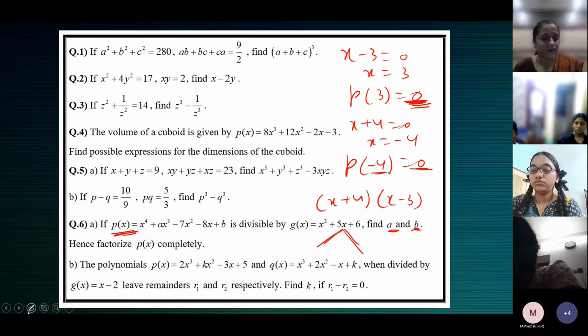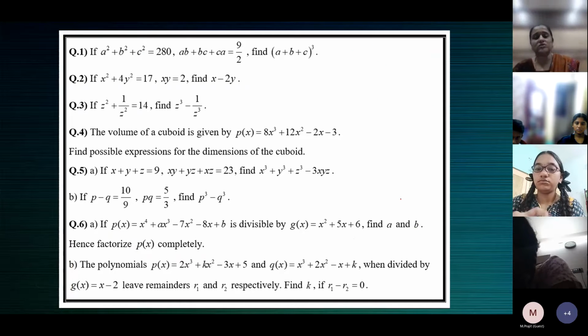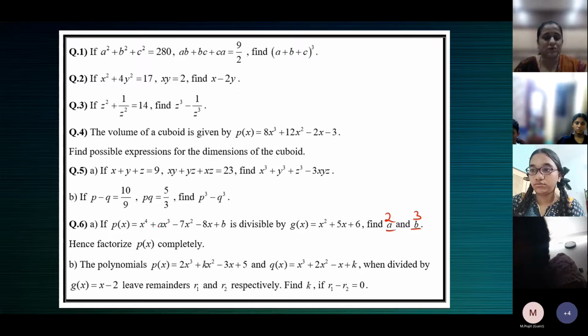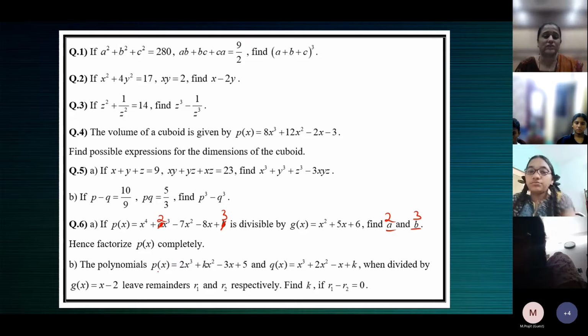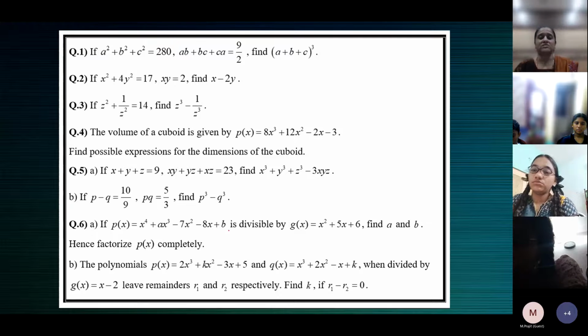Once you get the values of a and b, supposing you get a is 2 and say b is 3, you can construct p of x. A is 2, so 2x cubed, and b is 3, so plus 3. So now you've constructed the polynomial p of x. Earlier you did not know the coefficient of x cubed and the constant b.